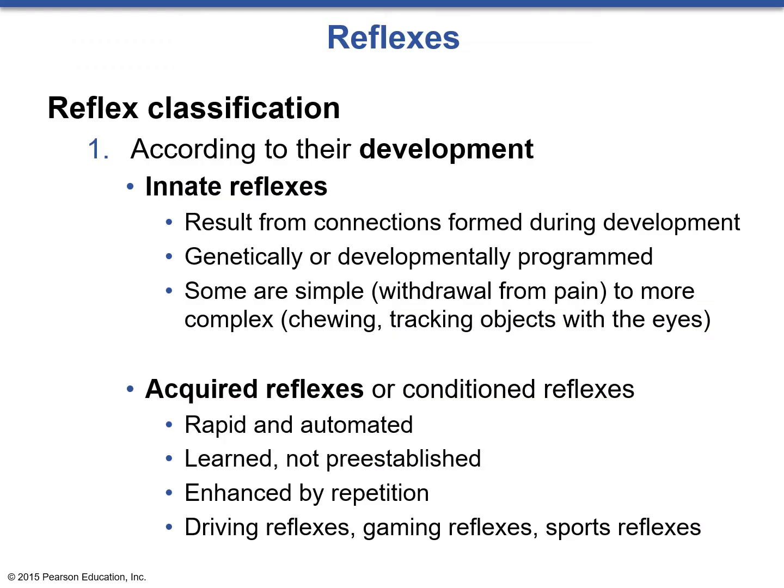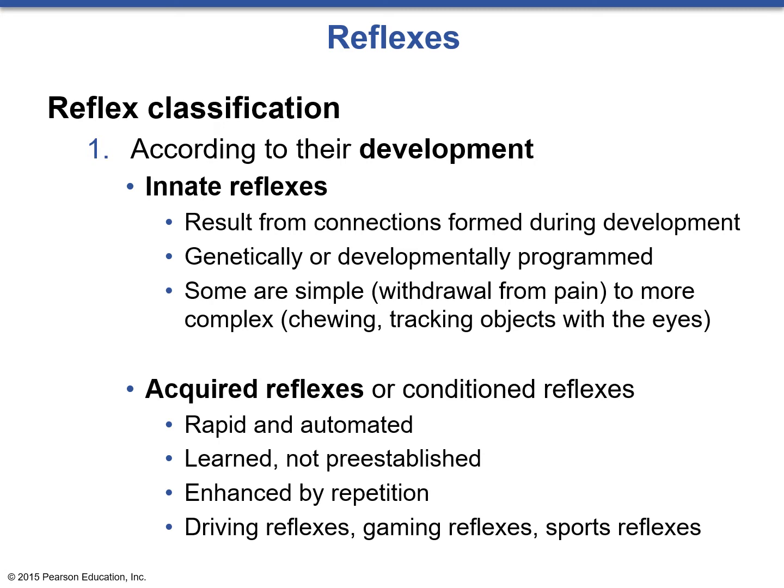Our first reflex classification is development. This is about how we develop this reflex. If it is innate, that means we are born with it. Innate reflexes result from connections formed during development. They are genetically or developmentally programmed. Some are very simple, like the withdrawal from pain. Everyone is born with that. Some are a bit more complex, things like chewing or the tracking of an object with the eyes. We develop these over time, but it is innate in nature and a little bit more complex.